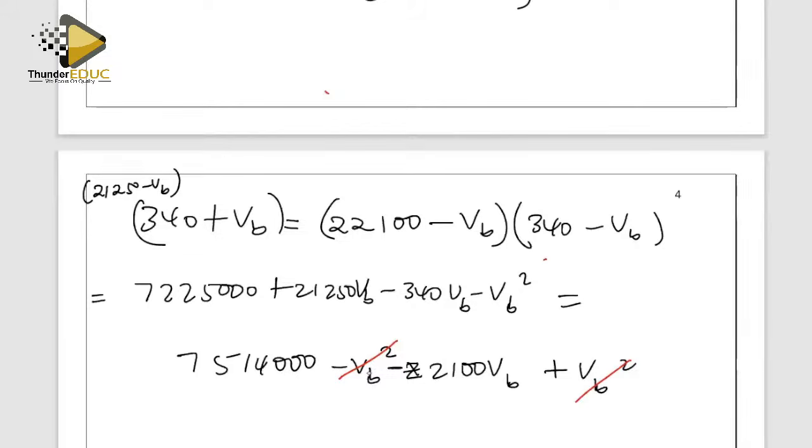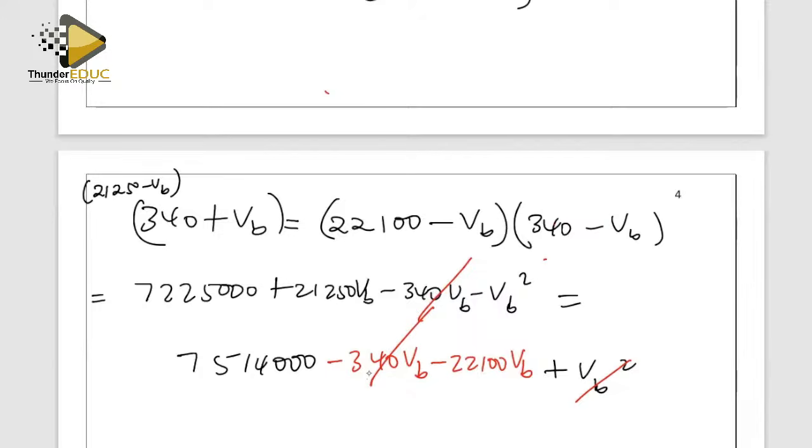Wait a minute, why am I having, what am I doing? No, I think I'm messing up somewhere here. I'm doing a mess here. Okay, 340 on this, we get that. 340 on that, we have negative 340 VB. Okay, this and that is negative 22100 VB plus that, okay? Then let's see. So this 340 is going to cancel with that 340.